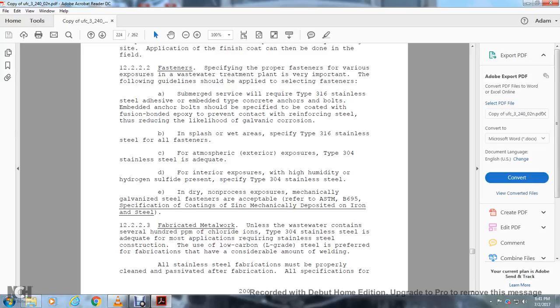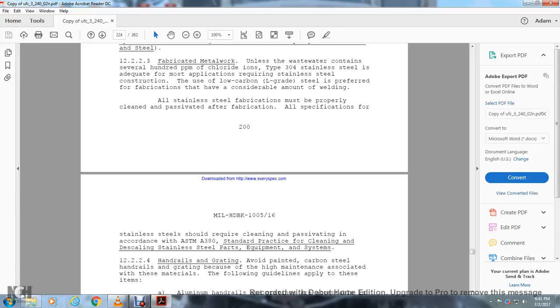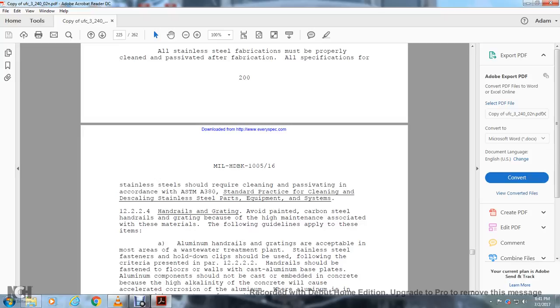Fabricated metal works: unless the wastewater contains several hundred parts per million of chloride ions, type 304 stainless steel is adequate for most applications requiring stainless steel. For fabrications that have a considerable amount of welding, low carbon L-grade stainless steel is preferred. All stainless steel fabrications must be properly cleaned and passivated after fabrication. All specifications for stainless steel should require cleaning and passivation in accordance with ASTM A380, the standard practice for cleaning and descaling stainless steel parts and equipment systems.